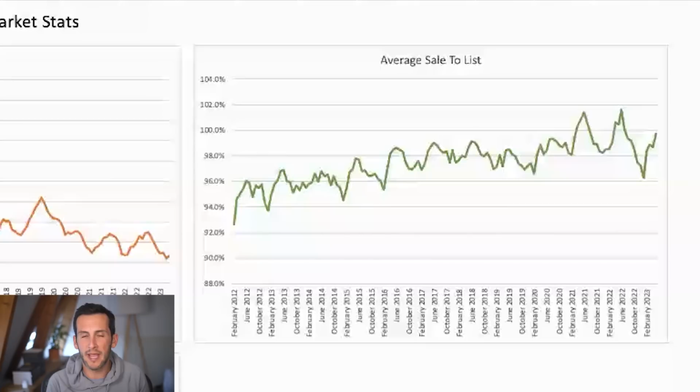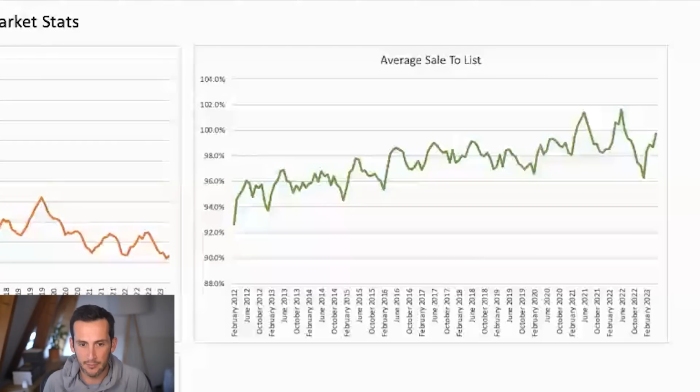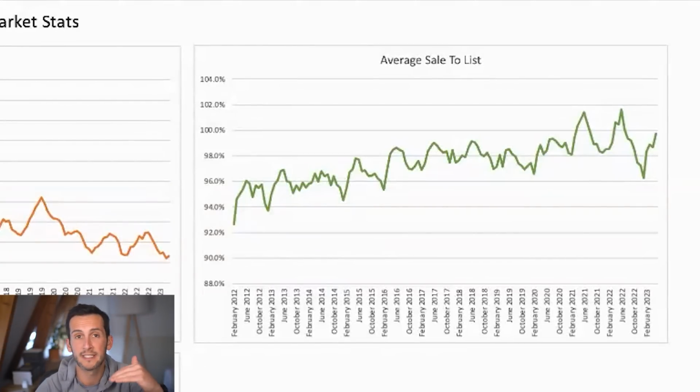This basically compares how much people pay for a property compared to what the seller lists it for. And this is going to be really helpful in step 3, but I just want to show you that for almost the last decade, in Des Moines, people are buying houses for less than asking price. So anything that's under 100 means that you're buying for less than asking price.